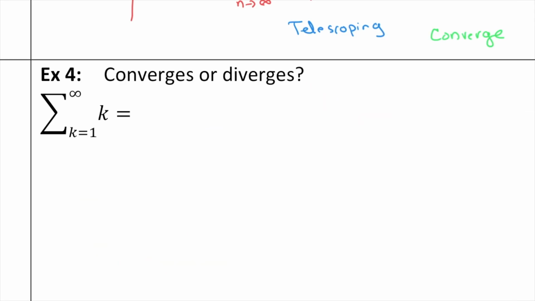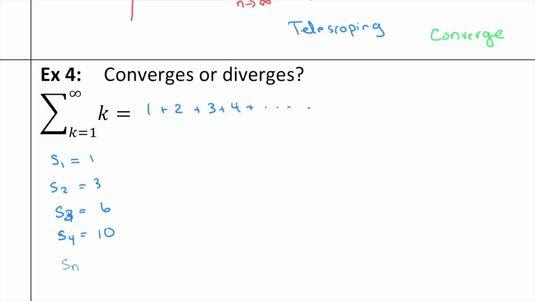The series is the sum of k. If we write out our terms, we have 1 plus 2 plus 3 plus 4 plus, and this goes on and on. So S1 is going to be 1. S2 is going to be 3. S3 is going to be 6. And then S4 is going to be 10.